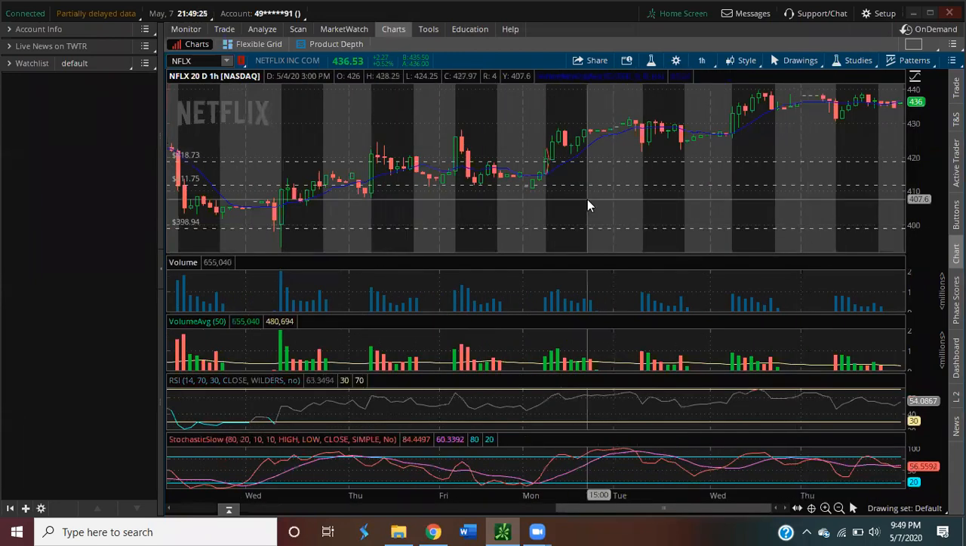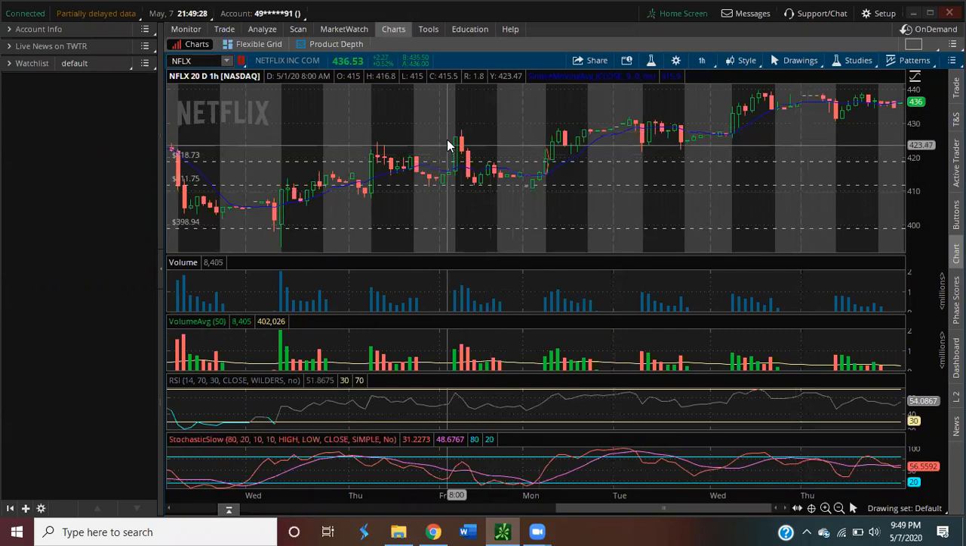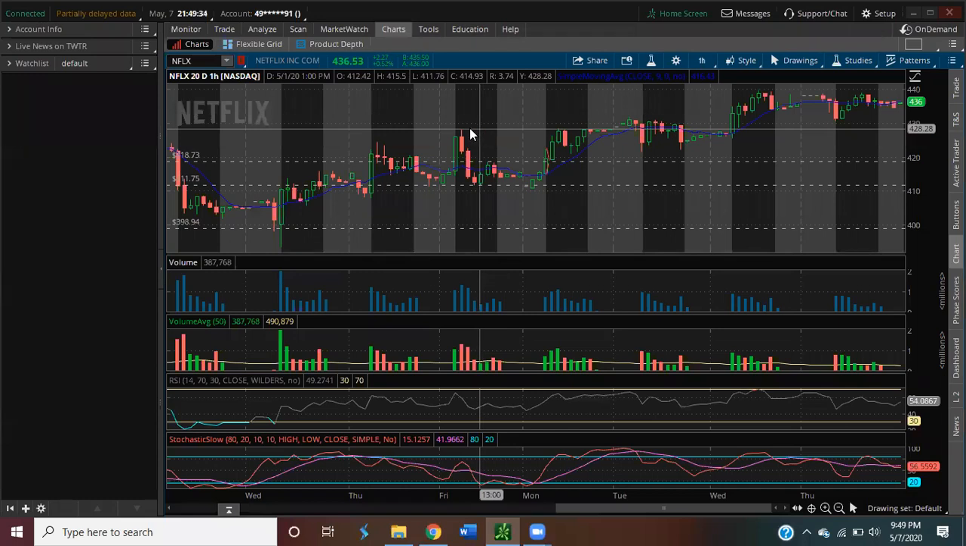I'm looking at this chart right here. I can see I have a high point right here at 428, which is exactly where Netflix stopped going up and started going down. So when you're day trading, you always want to use pre-market data, pre-market support and resistance, and the previous day's support and resistance. Or if you don't have a previous day's support and resistance, you want to use the previous day's high and the previous day's low for your take profit or your stop loss.